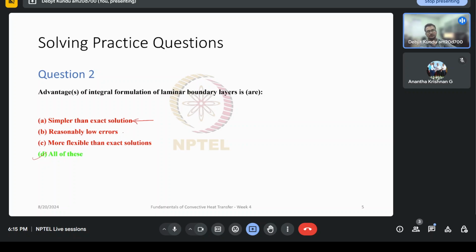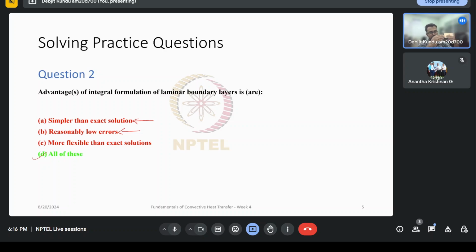And we saw in the lectures that even after assuming an integral approach and assuming that distributions are some polynomial function, so in that case the velocity and temperature profiles, if we assume that they follow a polynomial function, even with such gross simplifications, we get reasonably low errors within 10% or so. So the errors are also lower.